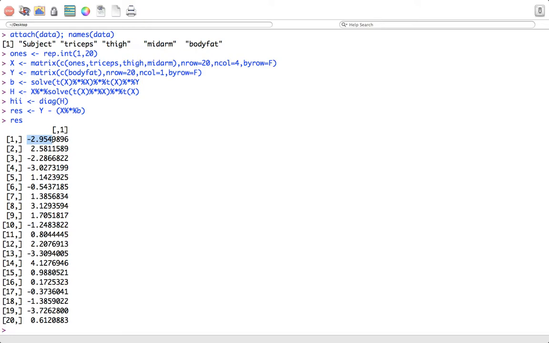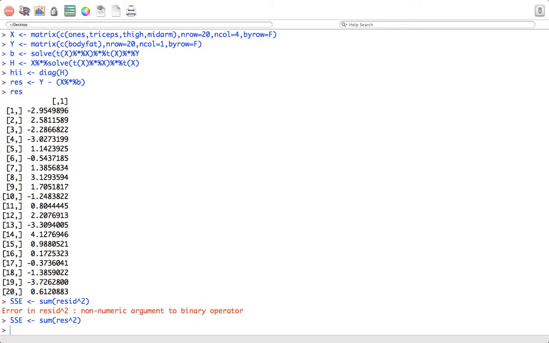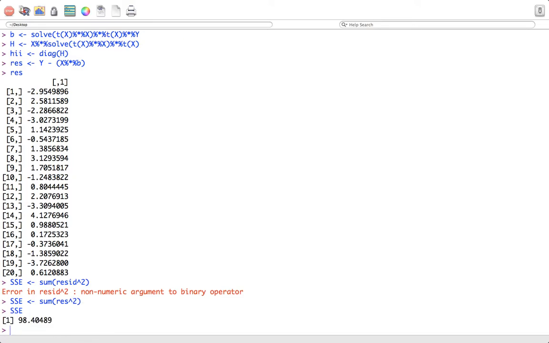Now the next thing I needed was n minus k minus 2. So I have a sample size of 20. I have 3 predictors. Minus 2 gives me a degree of freedom of 15. Guys, next thing I'm going to need is the sum of squares error. So I'm going to call that SSE because I'm really creative like that. And all I need here is the sum of the residual squared. Oh, I changed that, didn't I? All right, so gang, sum of squares error is going to be 98.405.